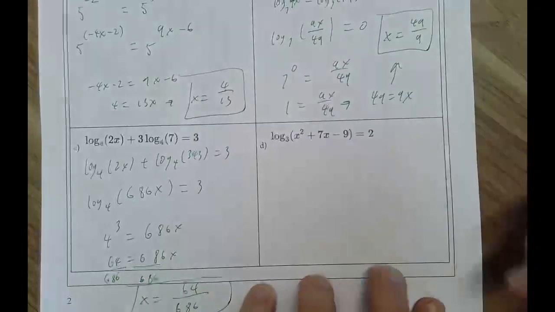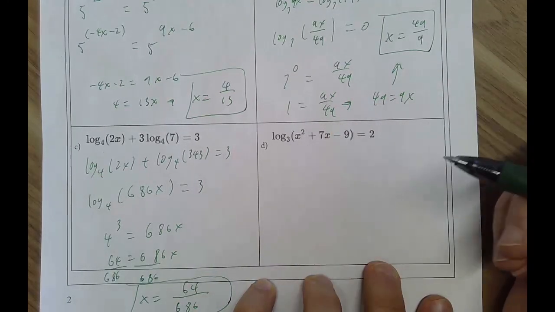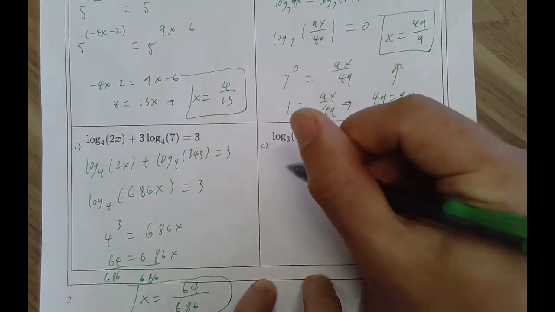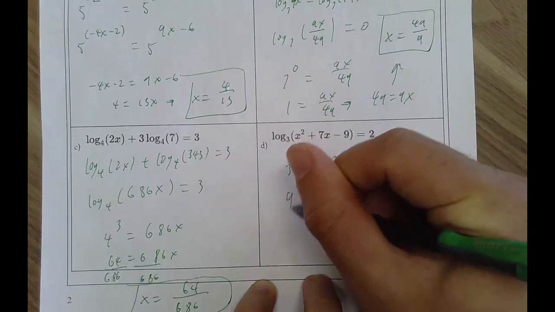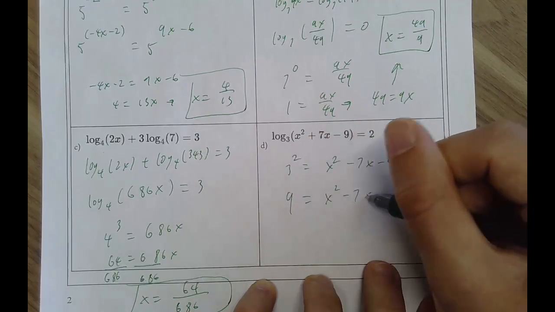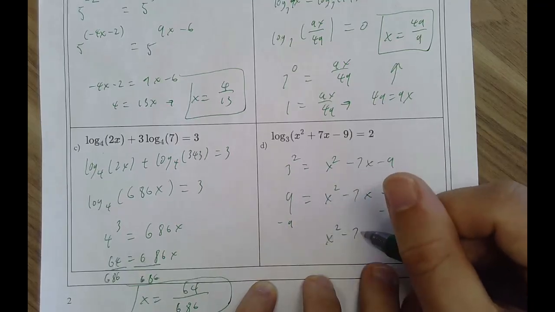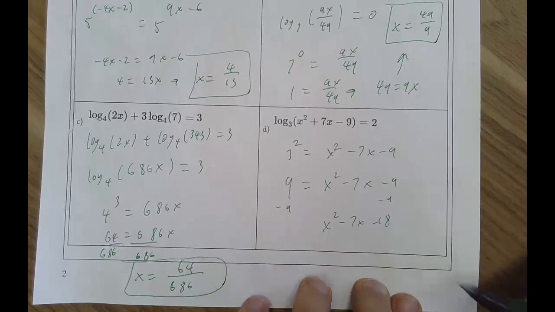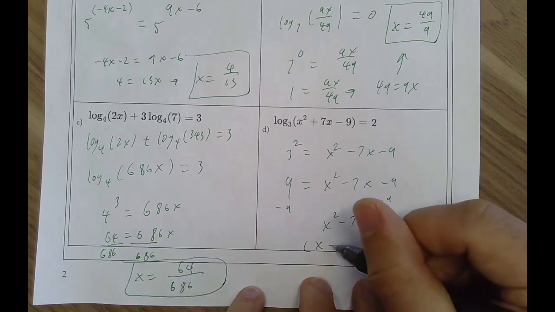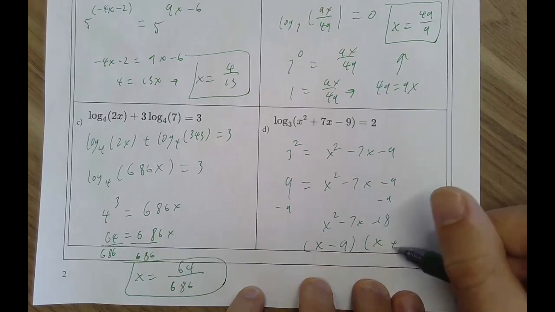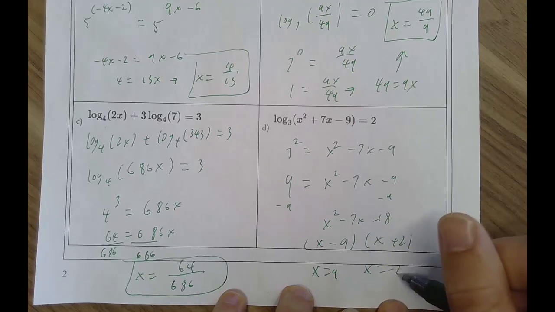Okay, last one. This is a quadratic version. This is already simplified for us, and we're just converting it to an exponent. This is going to be 3 squared equals x squared minus 7x minus 9. That's 9 equals x squared minus 7x minus 9. We set that equal to 0, so we get x squared minus 7x minus 18. My factors are going to be x minus 9 and x plus 2, so my solutions would be x equals 9 and x equals negative 2.